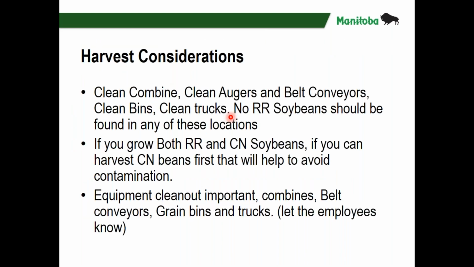Some of the big things you need to consider are combine cleanout, cleaning augers, belt conveyors, and cleaning bins. You don't want to risk any contamination with Roundup Ready soybeans, because that will negate your contract if it fails the GMO test. If you grow both Roundup Ready and conventional beans, what I would suggest is harvest your conventional beans first. That will help to avoid any contamination. But I think the biggest thing is just combine cleanout.